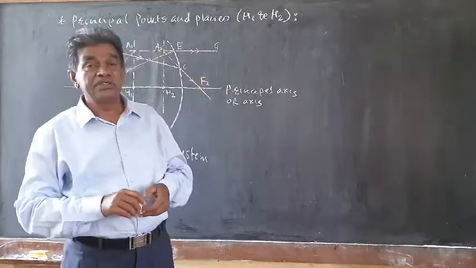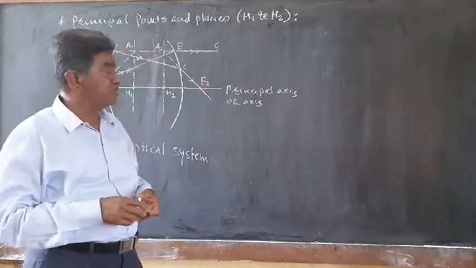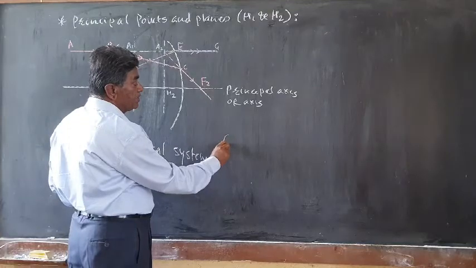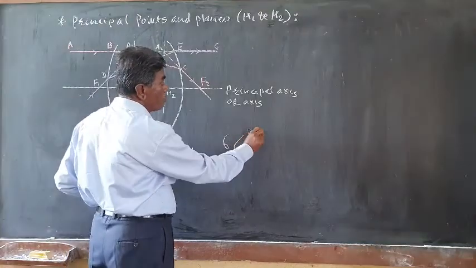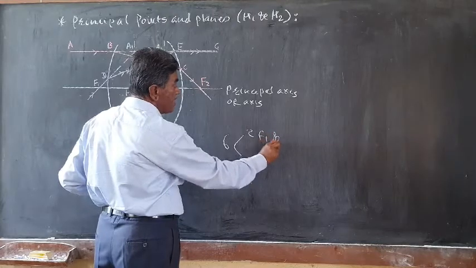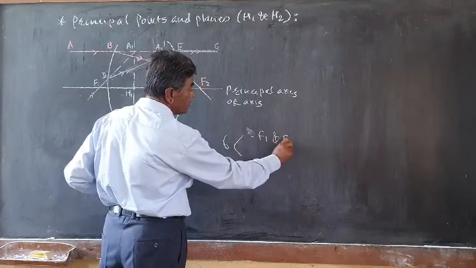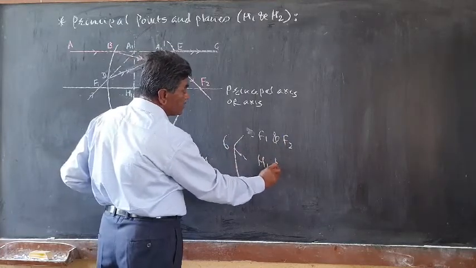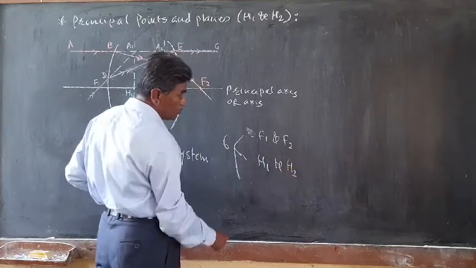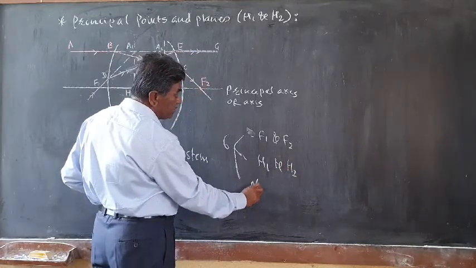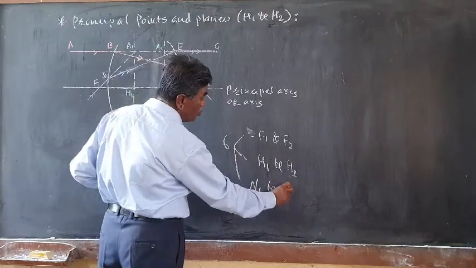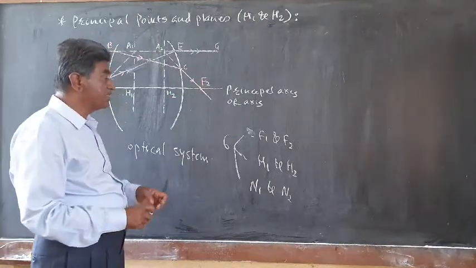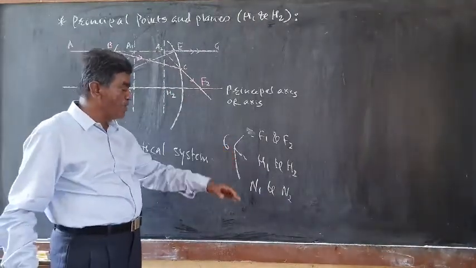Hello students, last time we started the cardinal points of an optical system. There are 6 cardinal points, out of which we have seen the 2 focal points, F1 and F2, and their definitions. Now we will see another definition today, that is H1 and H2, the 2 principal points. Next we will see N1 and N2, the 2 nodal points of an optical system. So there are 6 cardinal points of an optical system: 2 focal points, 2 principal points and 2 nodal points.